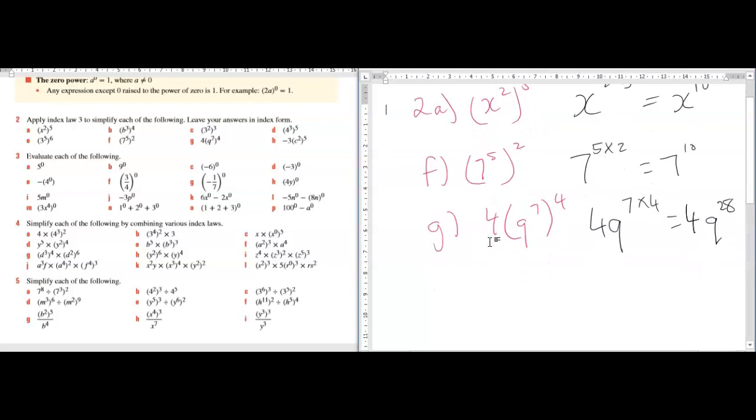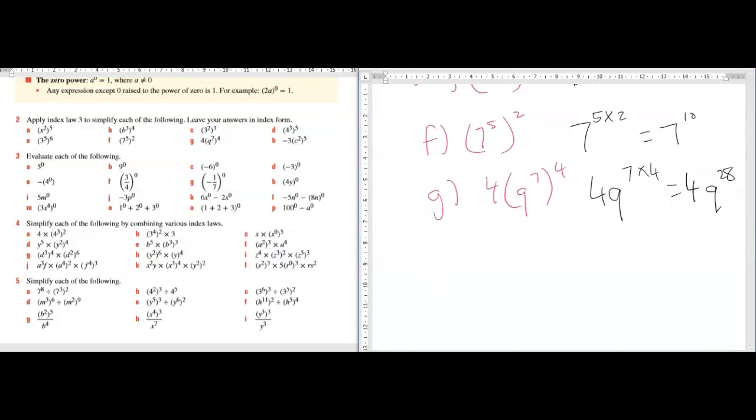Okay, and let's just do maybe h as well. Negative 3, c to the power of 2 to the power of 5. So the negative 3 isn't taken to any powers, so that just stays negative 3. And then we've got 2 times 5 for our powers. So we've got negative 3c to the power of 10.